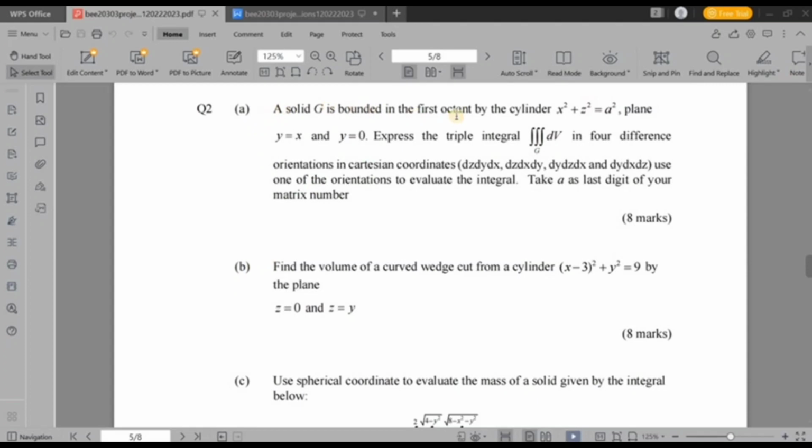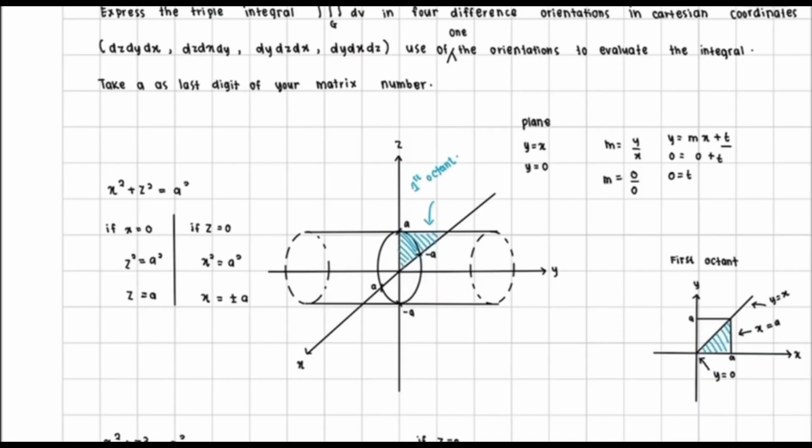I would like to present question 2. A solid G bounded in the first octant by the cylinder x power of 2 plus z power of 2 equal to a power of 2, and y equal to x and y equal to 0. Express the triple integral. This is my manual calculation.